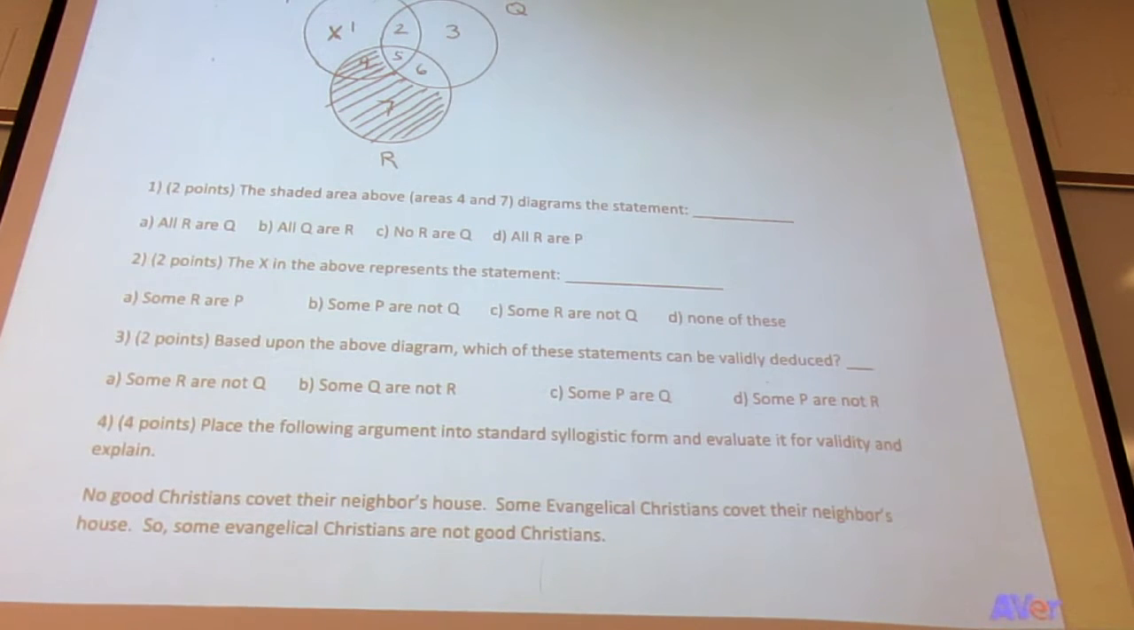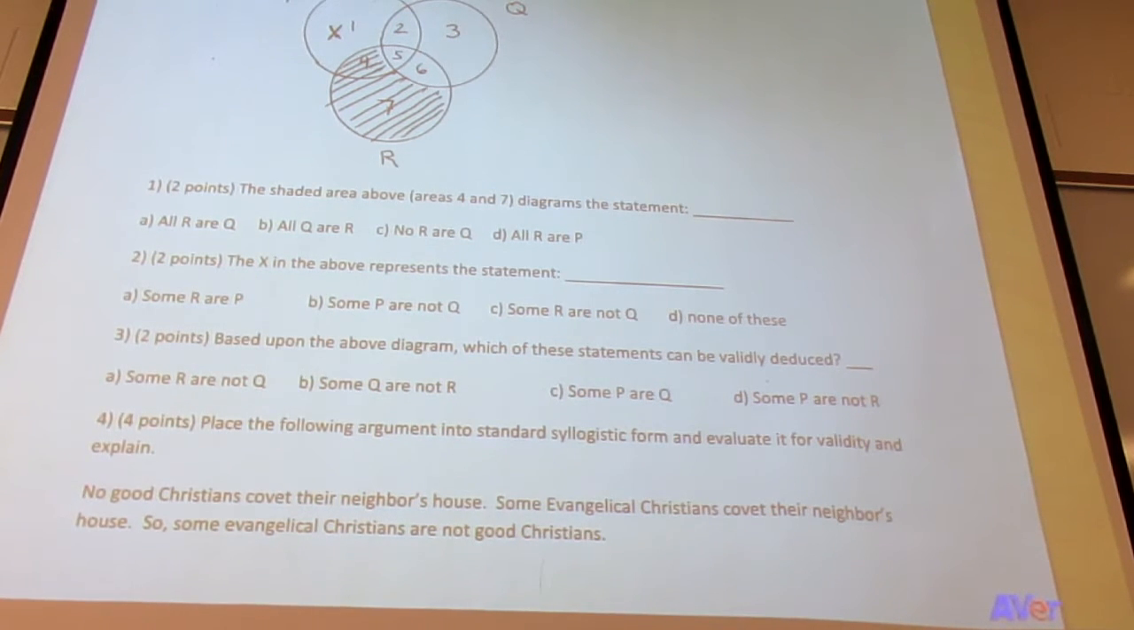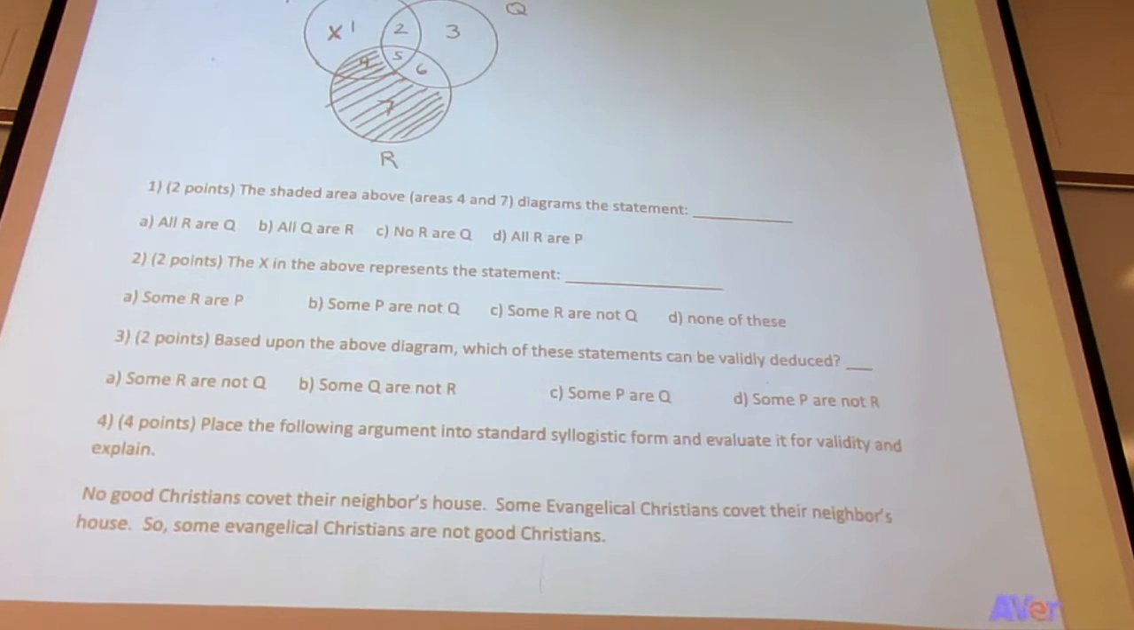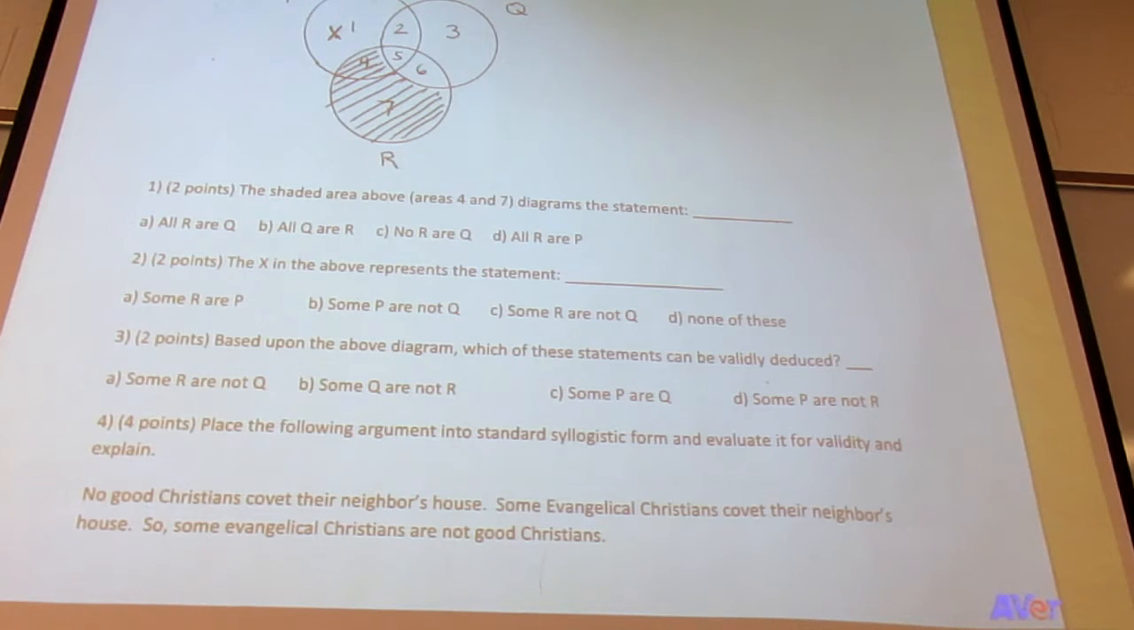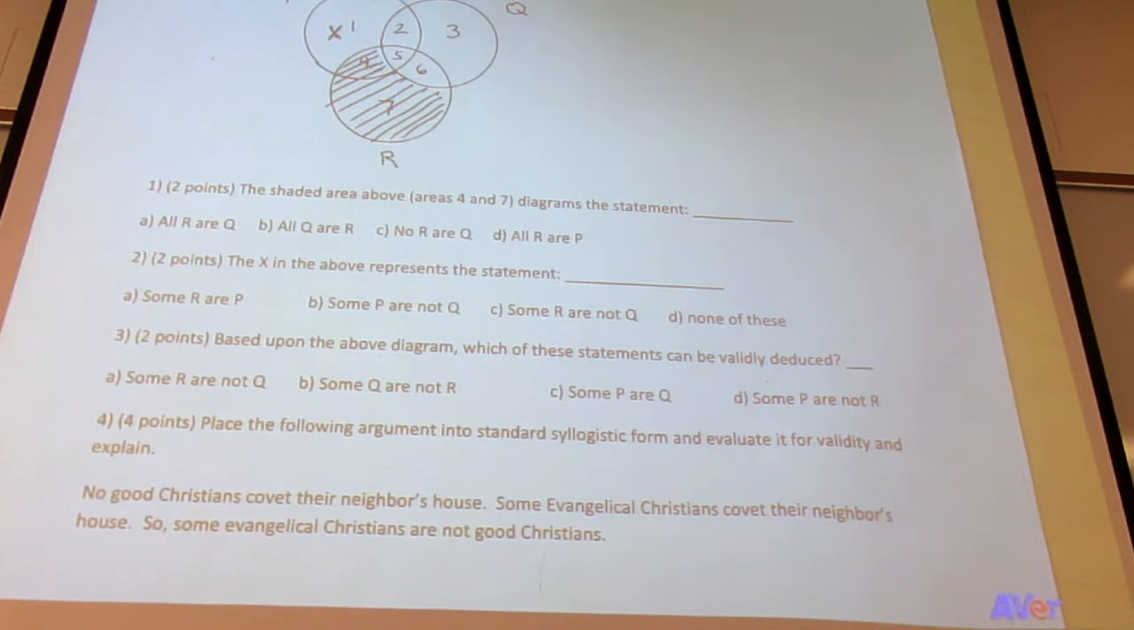Now finally it's asked, based upon the above diagram, which of the following statements can be validly deduced? Can we deduce some R are not Q? Nope. Where would the X be for some R are not Q? Oh wait, what am I talking about? Oh yeah, I am talking about that. Where would the X be for some R are not Q? It would have to be somewhere in the R circle.